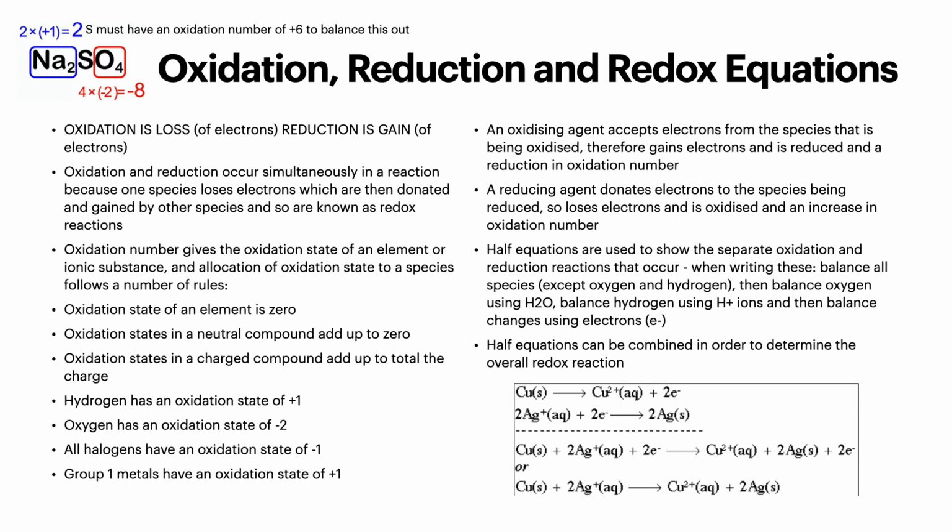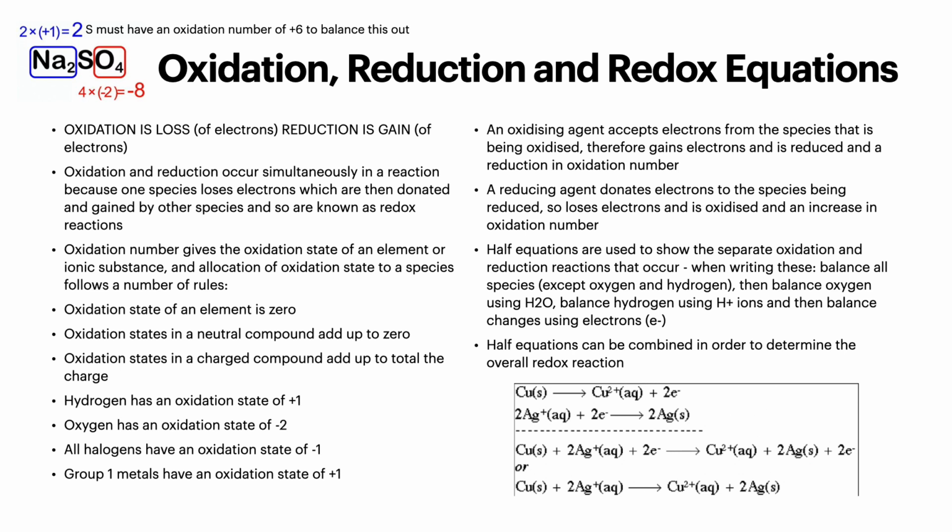Then finally we have oxidation, reduction and redox equations. Reminder of OIL RIG from GCSE: oxidation is loss and reduction is gain of electrons. Oxidation and reduction occur simultaneously in a reaction because one species loses electrons, which are then donated and gained by another species, and so are known as redox reactions. Oxidation number gives the oxidation state of an element or ionic substance, and allocation of oxidation state to a species follows a number of rules.